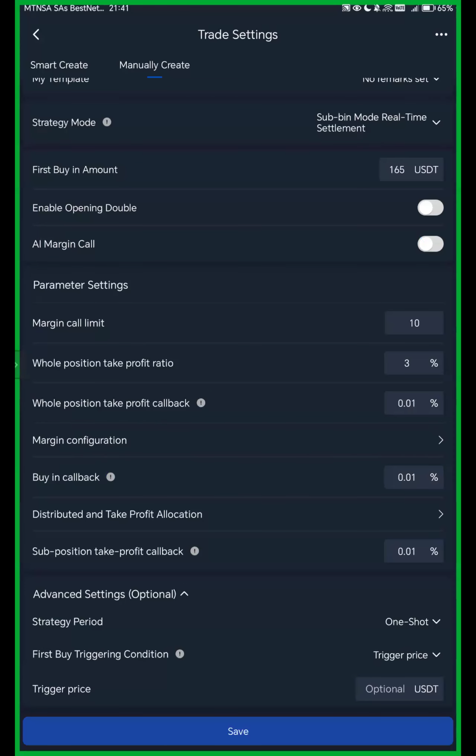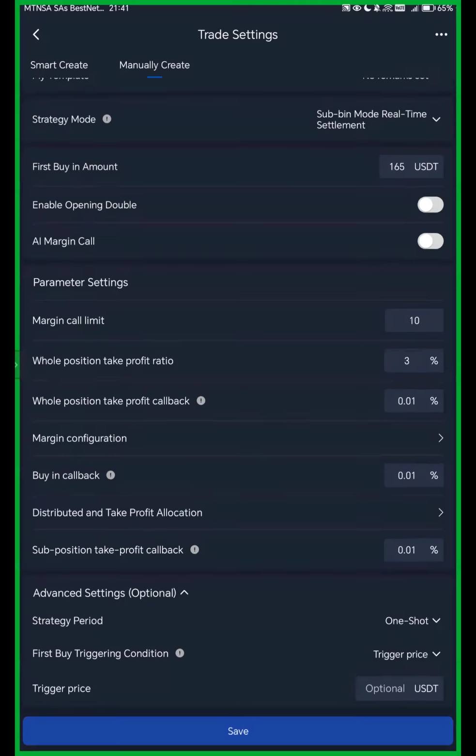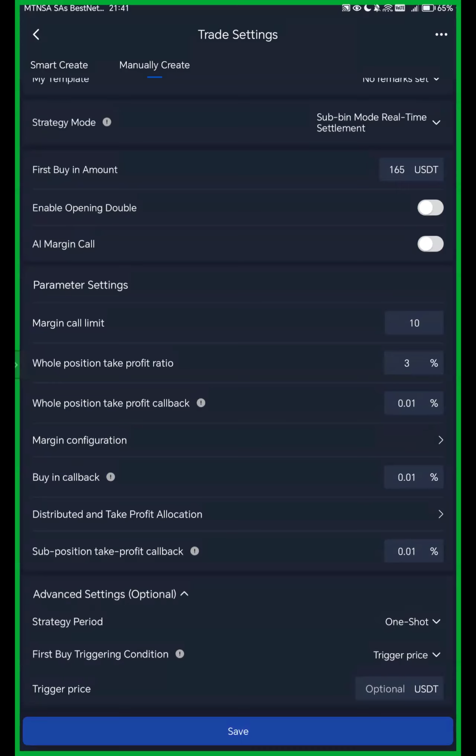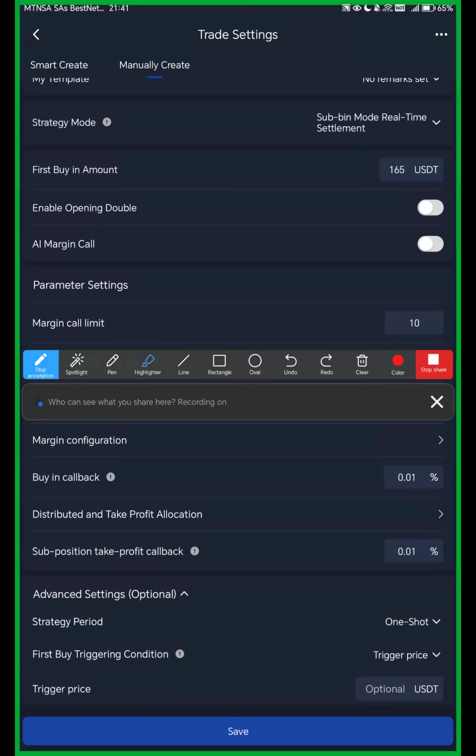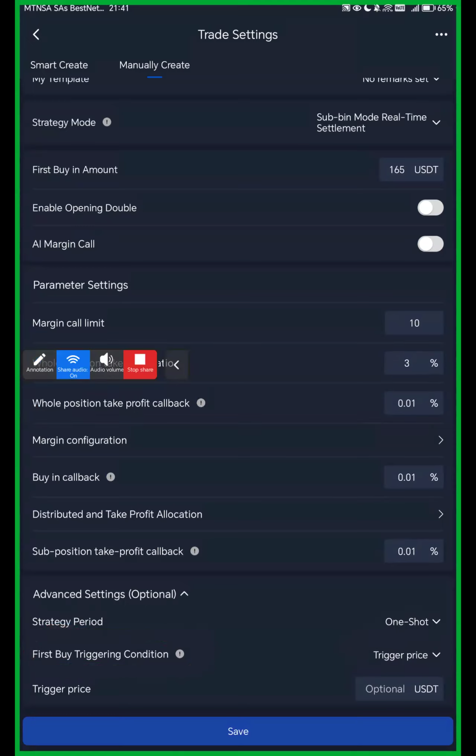Right, so here we are. When you tap on advanced setting, of which we are already here, look closely here, it says first buy triggering condition. That is the main aim. What is the first buy triggering condition? And then there is a trigger price here. When you tap under the trigger price, you are going to find this.